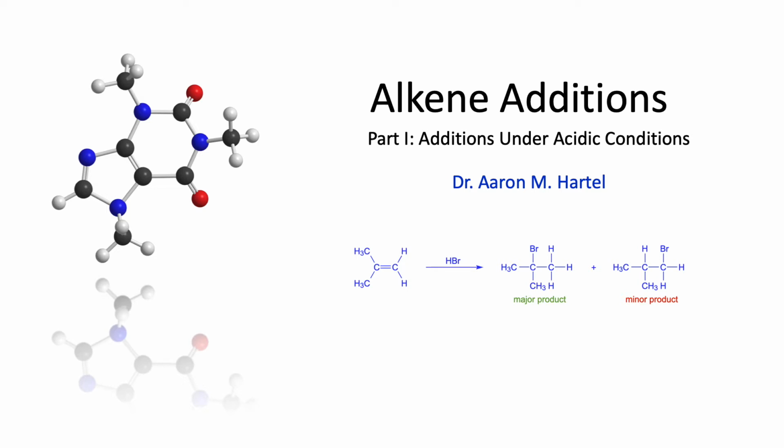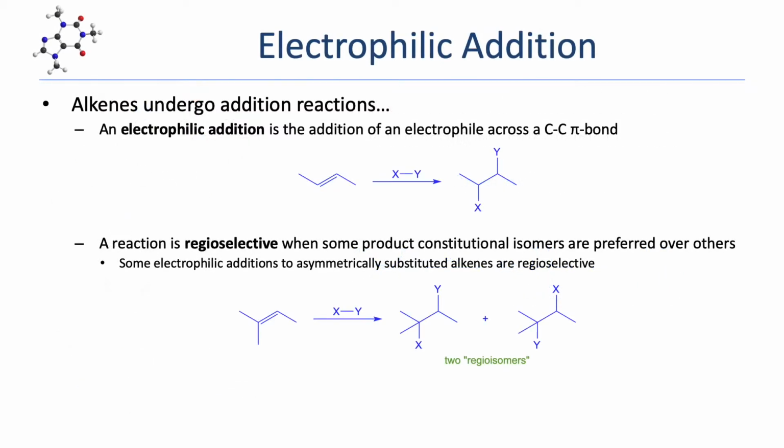In this lesson, we're going to explore the electrophilic addition reactions of alkenes, focusing on the additions that occur under acidic conditions. Addition is one of the six fundamental types of organic reaction. In an addition, a molecule is quite literally added across the pi bond of an organic reactant.